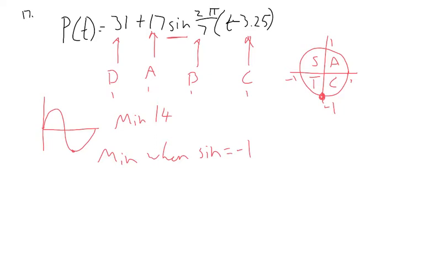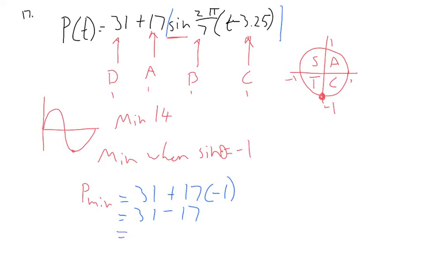But in this case, if we were trying to find the minimum, so the P min, that is when sine theta equals minus 1. So that means all of this up here is equal to minus 1. So the minimum is going to equal 31 plus 17 times minus 1, which equals 31 take 17, which equals 14. All right.